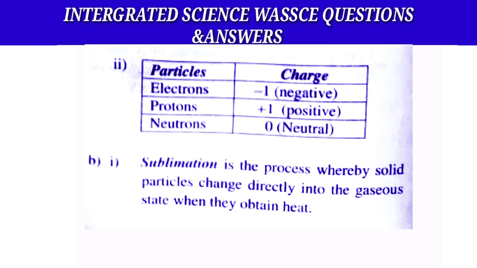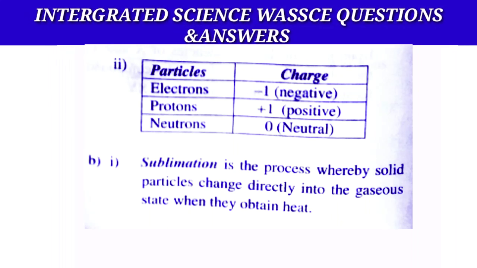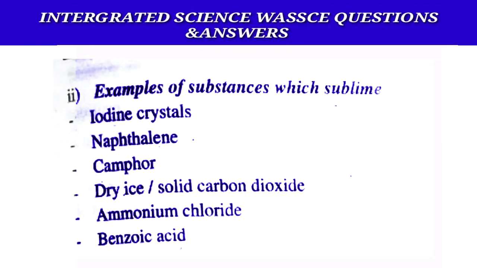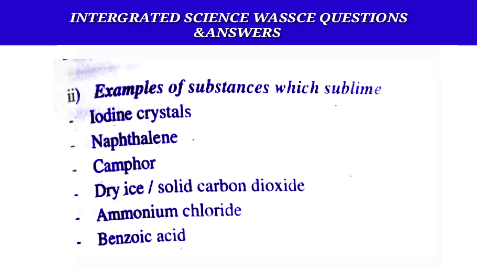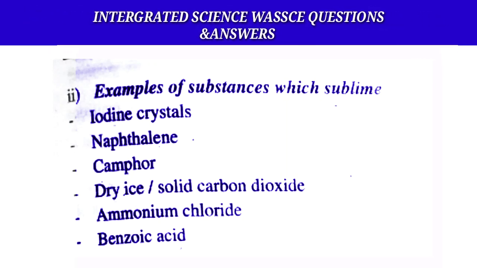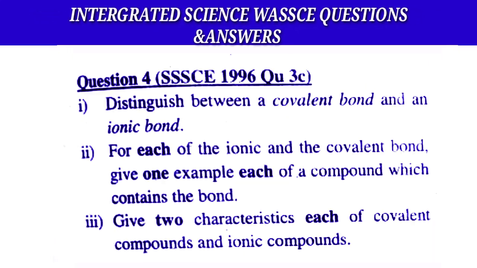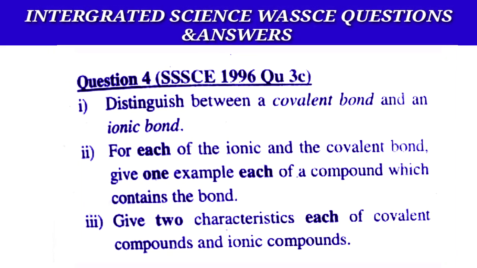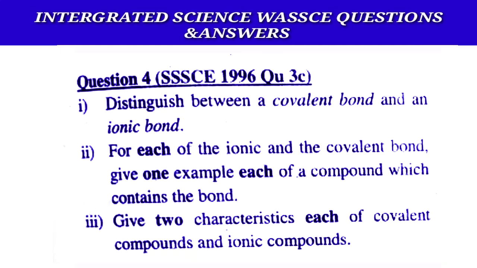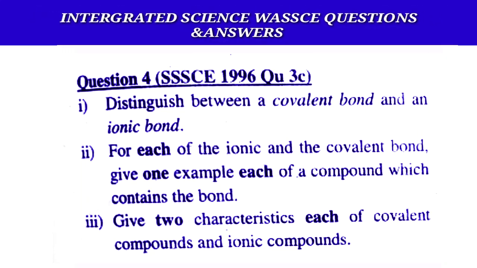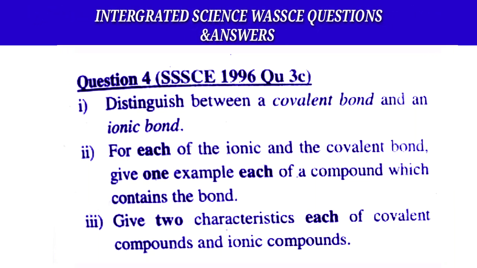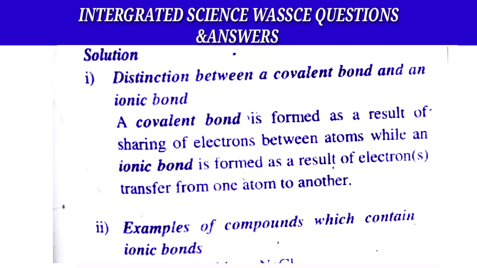So sublimation is the process whereby solid particles change directly into the gaseous state when heated. Examples of substances which sublime: iodine crystals, naphthalene, camphor, dry ice or solid carbon dioxide, ammonium chloride, benzoic acid. Distinguish between a covalent bond and an ionic bond. For each of the ionic and the covalent bond, give one example of a compound which contains the bond. Give two characteristics each of covalent compounds and ionic compounds.